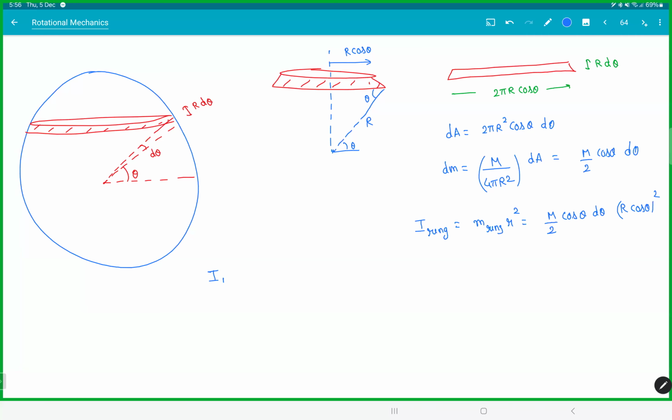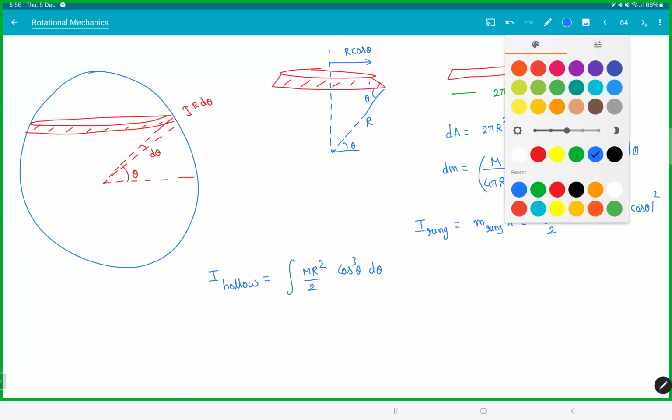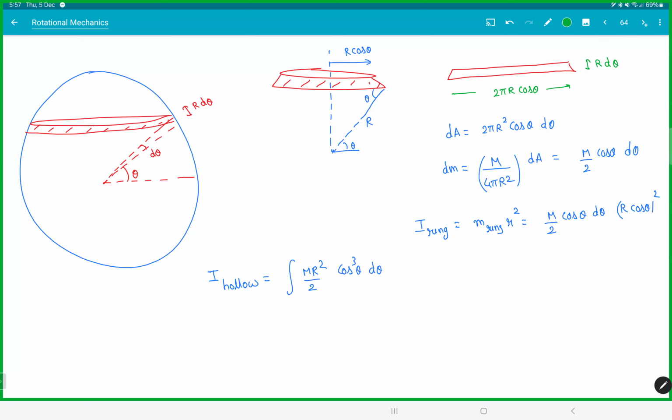So I of the hollow sphere, you have to integrate all the rings, which is m r square by 2 cos cube theta d theta. What are the limits? When you're at the center, theta is 0. When you go to the top, theta is 90. When you go to the bottom, theta is minus 90. You're going from minus 90 to plus 90. Please check the elements.